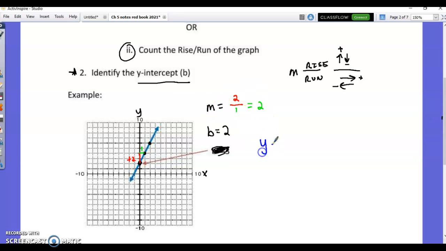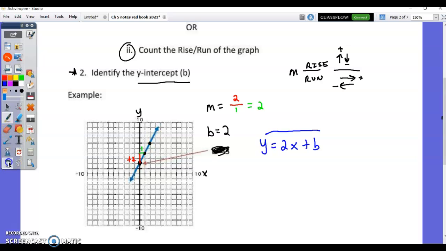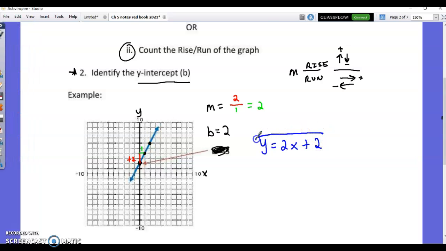y equals 2x, and then a positive 2 for my b, positive 2 for my y-intercept. So this is my equation for that line. I can now put my inputs and outputs in, or manipulate this, or use this equation to solve a word problem, which we will be getting into.